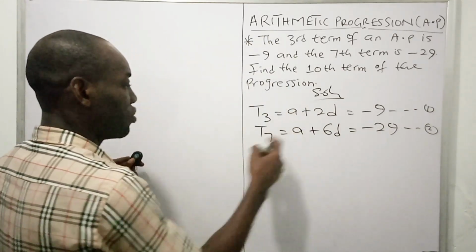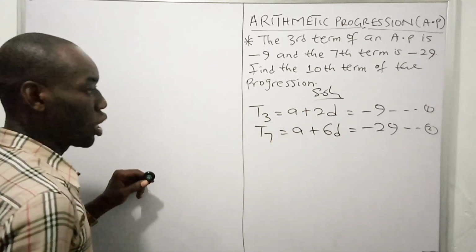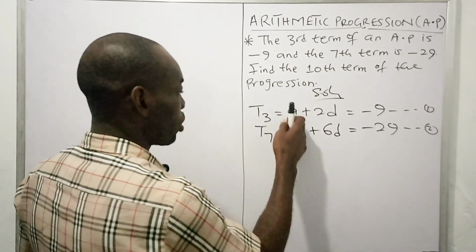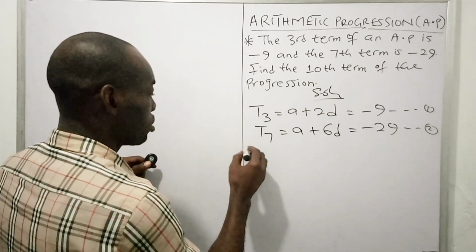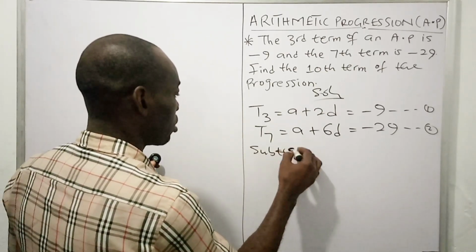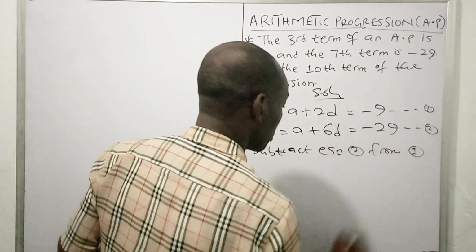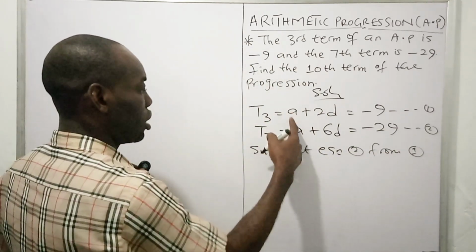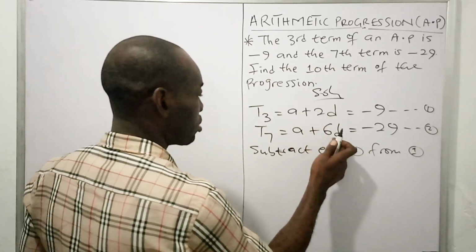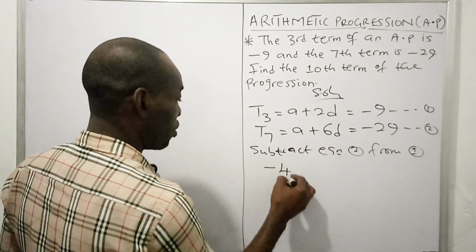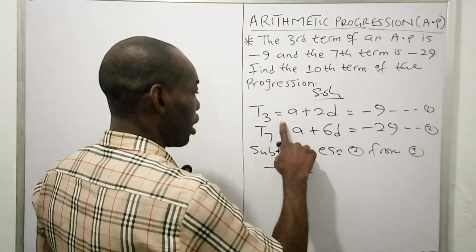Now if we call this equation 1 and this equation 2, clearly you can see that the coefficients of A are the same. So we can apply the elimination method in order to eliminate A. The instruction here is to subtract equation 2 from equation 1. So A minus A will be 0, and 2D minus 6D will give us negative 4D.